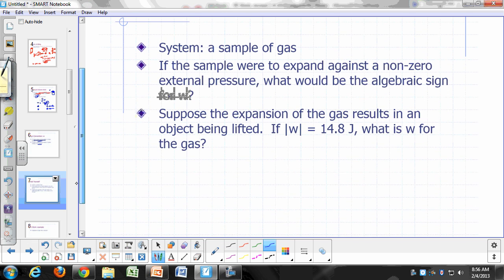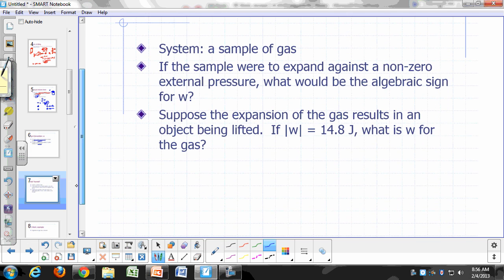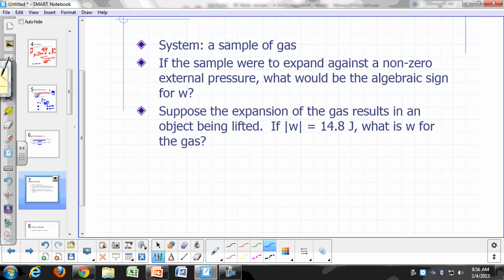All right, so let's look at some examples. A sample of gas were to expand against a non-zero external pressure. What would be the algebraic sign of W? Negative. Good. Suppose the expansion of a gas results in an object being lifted. If the work due to lifting is 14.8 joules, what's the work for the gas?